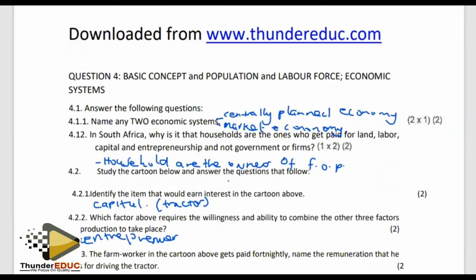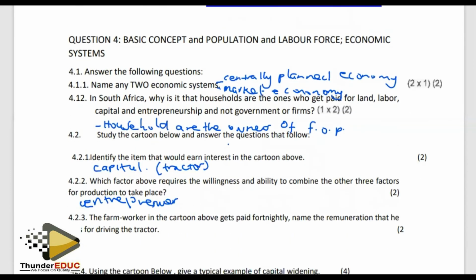And there's a question here. The farm worker in the cartoon above gets paid every fortnight. Name the remuneration that he gets for driving the tractor. Remuneration, what he gets, is called a wage.